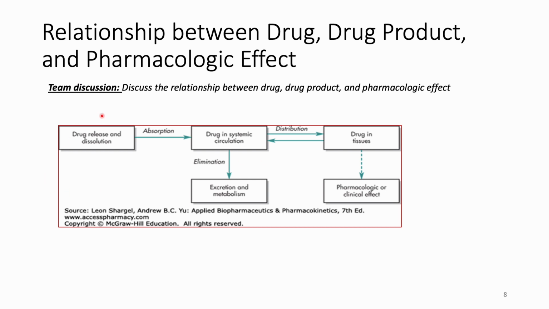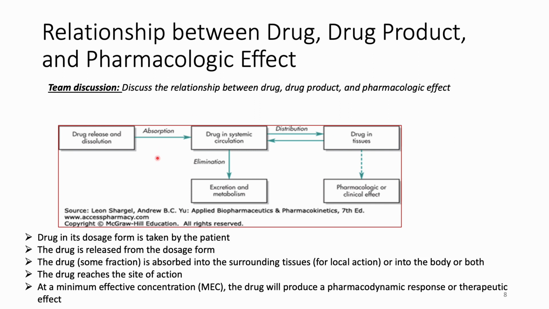Describe the relationship between drug product and pharmacologic effect. Drug is the new compound approved by the FDA. Drug product is the system containing the drug, or usually we call it drug dosage forms or delivery system. And pharmacologic effect is the effect caused by the drug from the drug product.